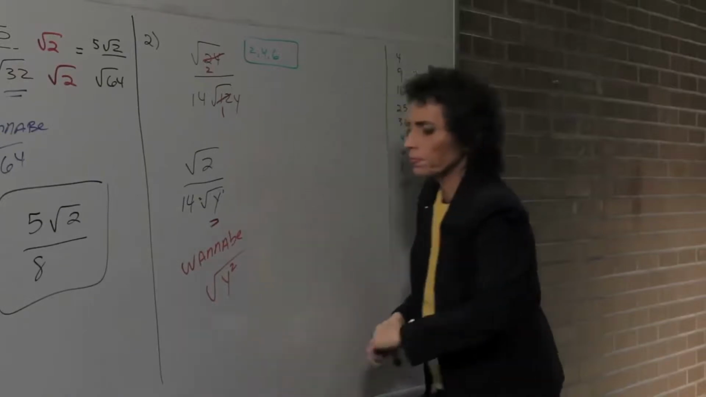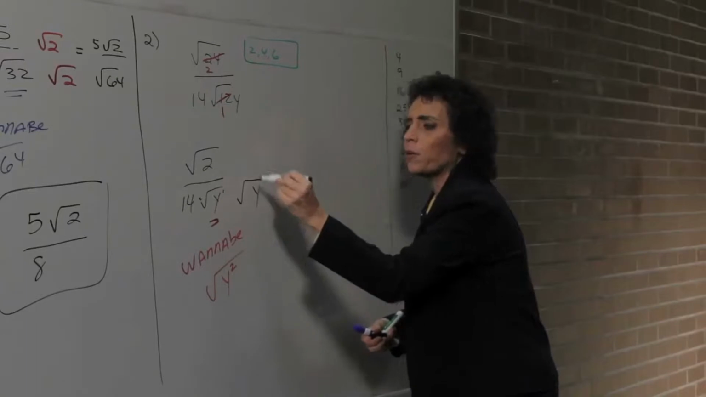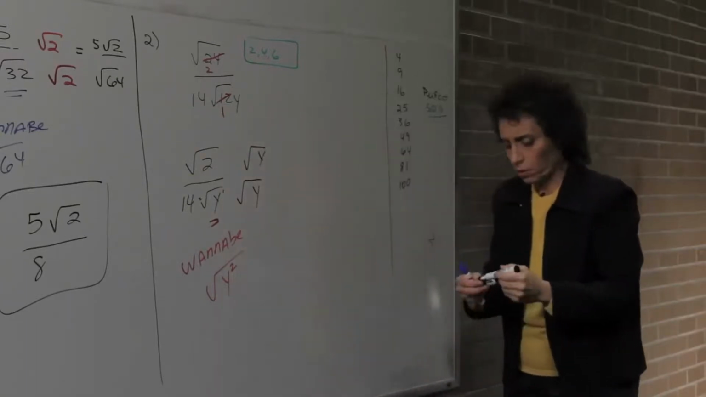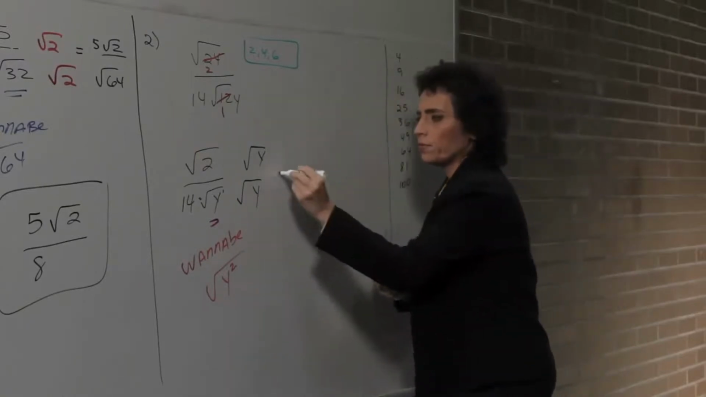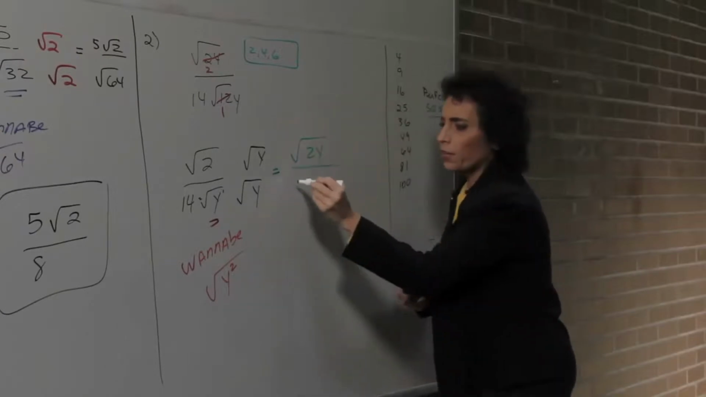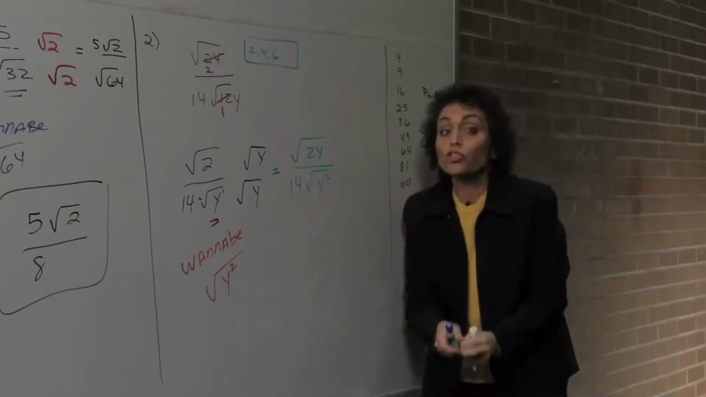So, what do I have to multiply the square root of y by? I have to multiply it by the square root of y, because y times y is y squared. So insides with insides, and we get the square root of 2y, both inside, and this is 14 square root of y squared. Don't reduce, don't reduce.